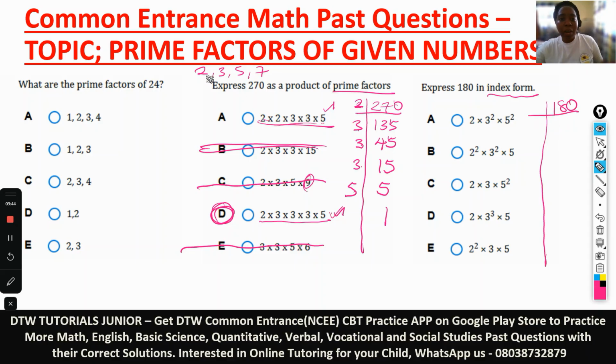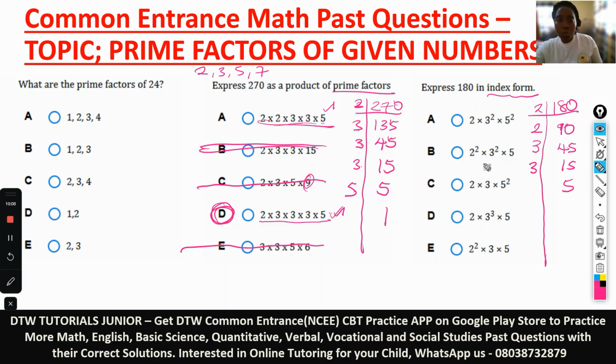180. All right, what's the first prime number that we can use? We can use 2. So 2 would go in 18. We have 9 and drop your 0. So that's 90. Can 2 go again? Yes, 2 can go. So 2 in 90 will go, which will be 45. All right, can 2 go in 45? No. 3 can go. 3 will go in 45, 15 times. 3 can go again. It will go 5 times.